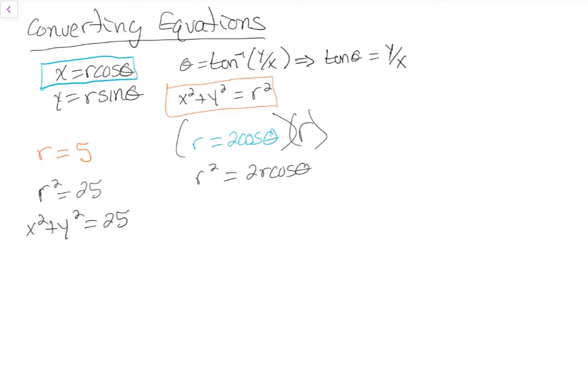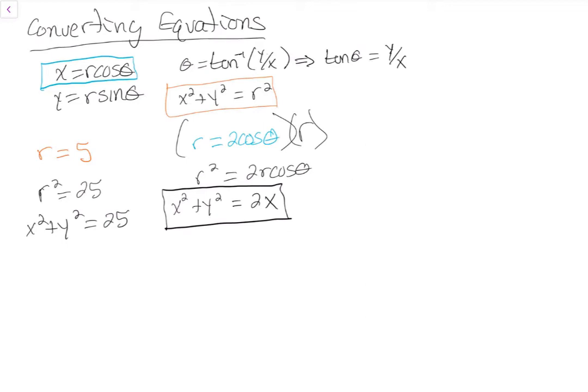And again, the advantage is that I'm trying to match my conversion equations. R cosine theta is equal to x. And then on the left-hand side, I have r squared, which is x squared plus y squared. So here would be my Cartesian version of the polar equation r equals 2 cosine theta.